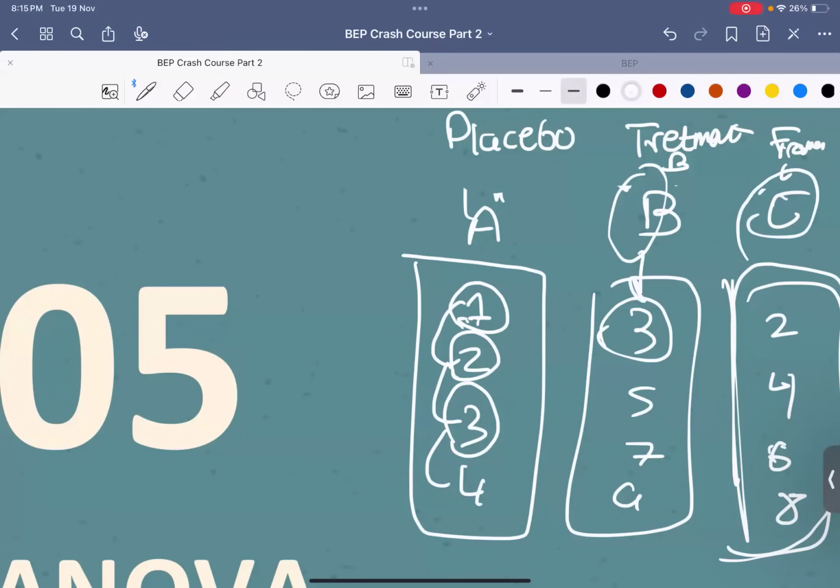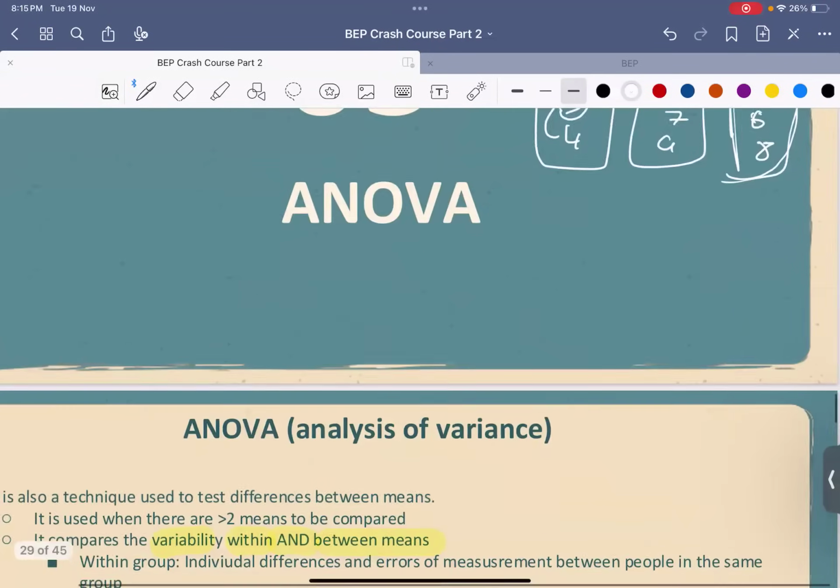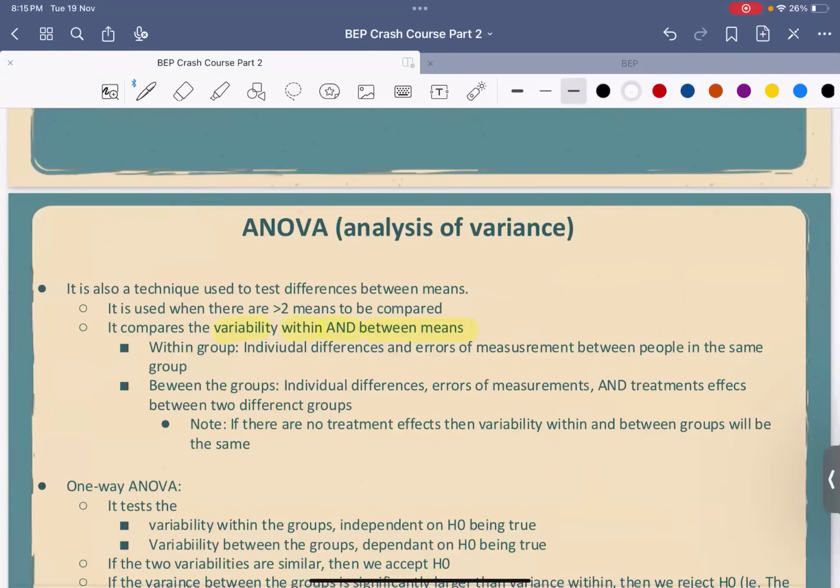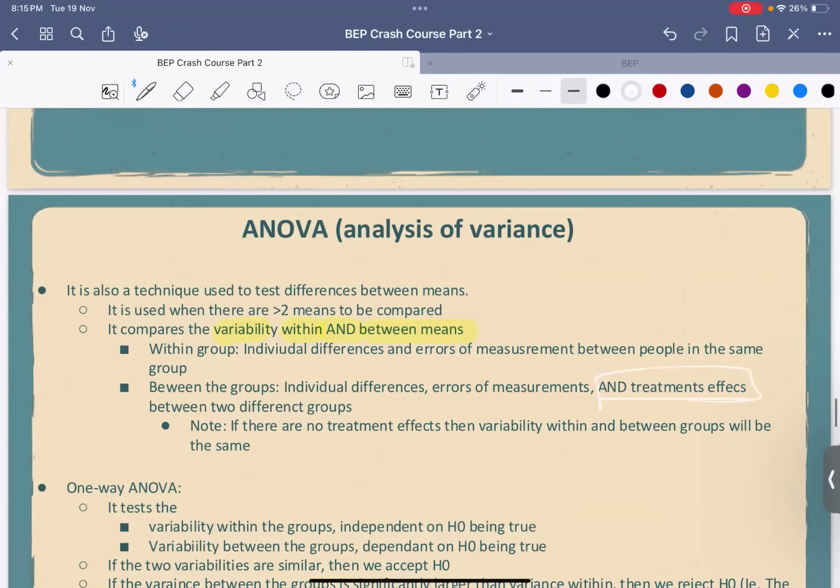Maybe it's drug C that's doing this difference between here and here. Okay, so there's an additional cause of difference in the between-group variance, which is the treatment. This is the difference between the variability within the group and the variability between the groups. There's an additional effect, which is the treatment effect.